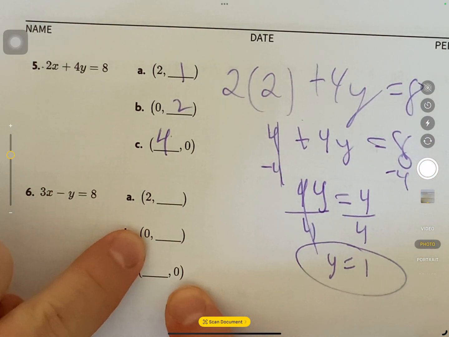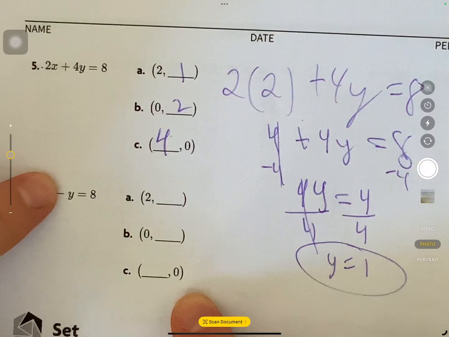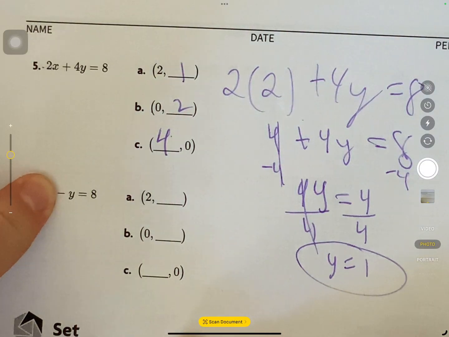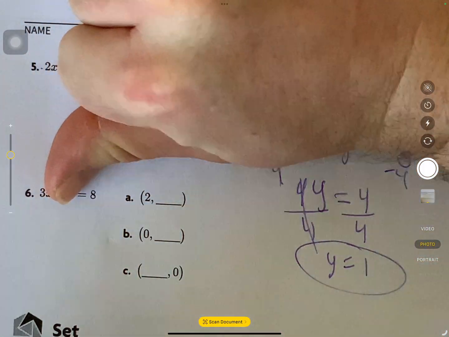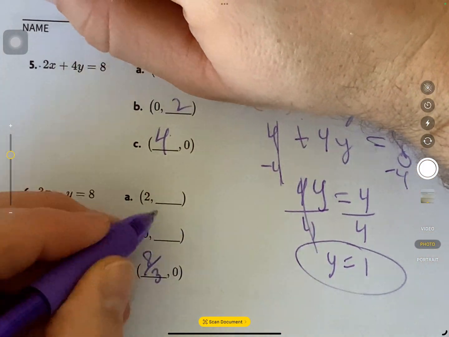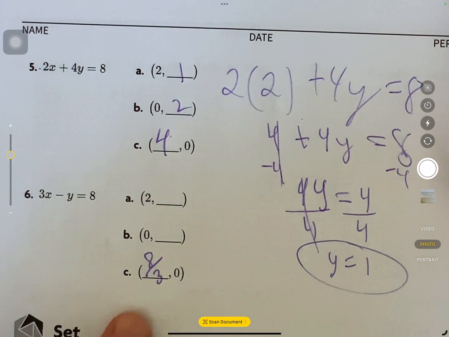Same thing with these. You can just plug and play. Solve it like that. See, that's negative 8. This one's really going to bug you because when you put y right here, this is 0. It's going to be 8/3. So I'm just going to write this in because if I don't, you're going to freak out. Okay. So this is 8/3.